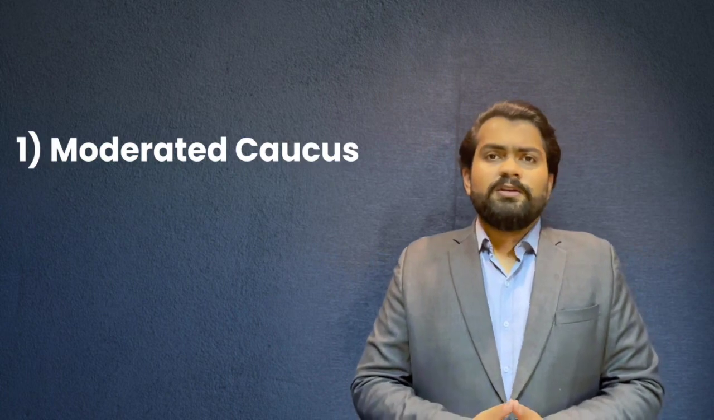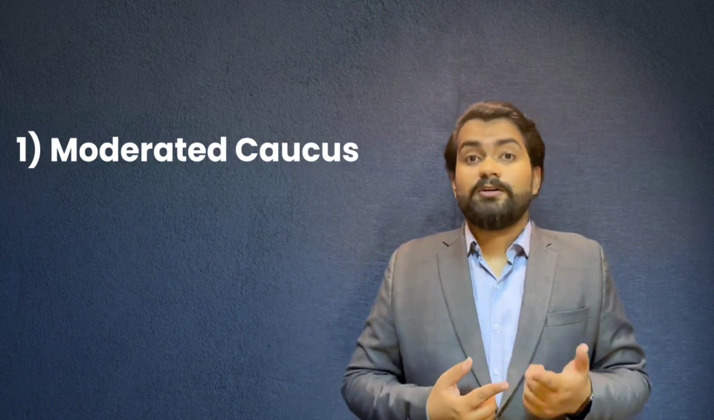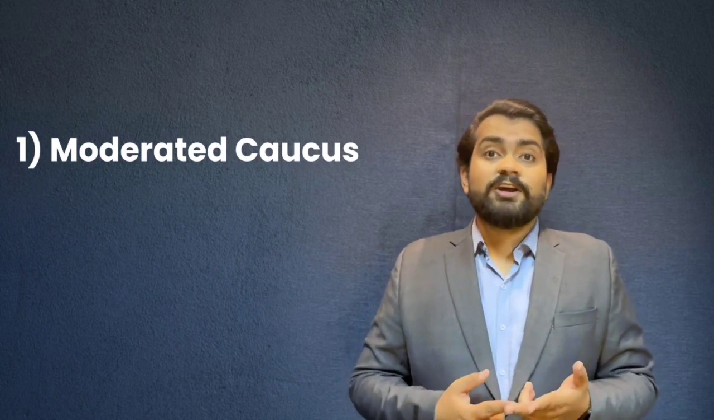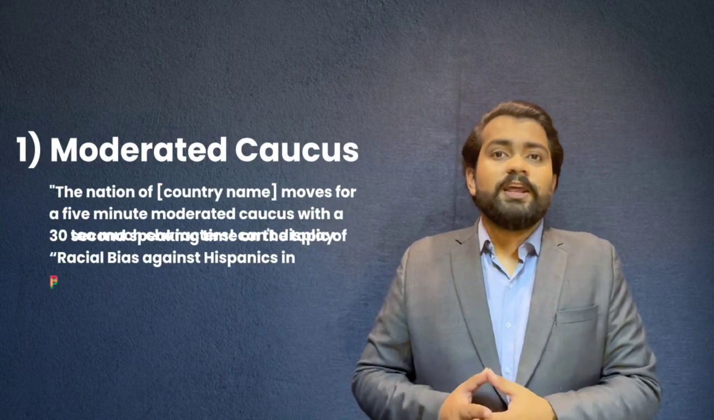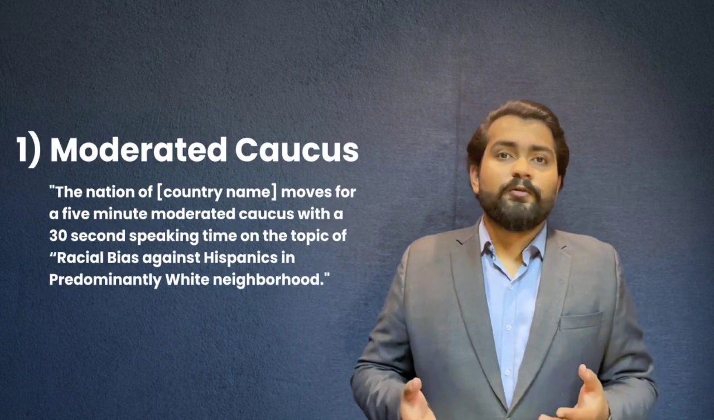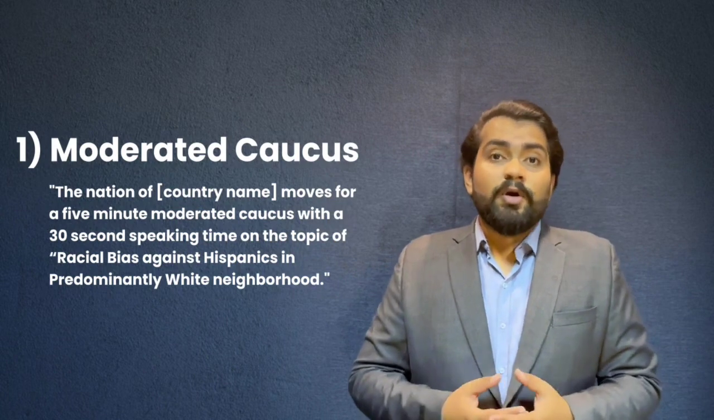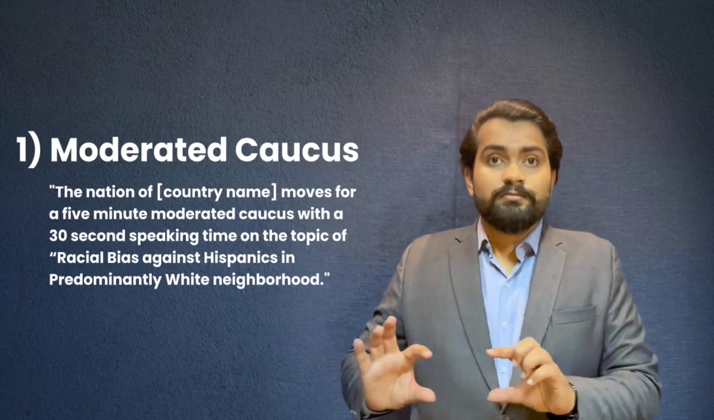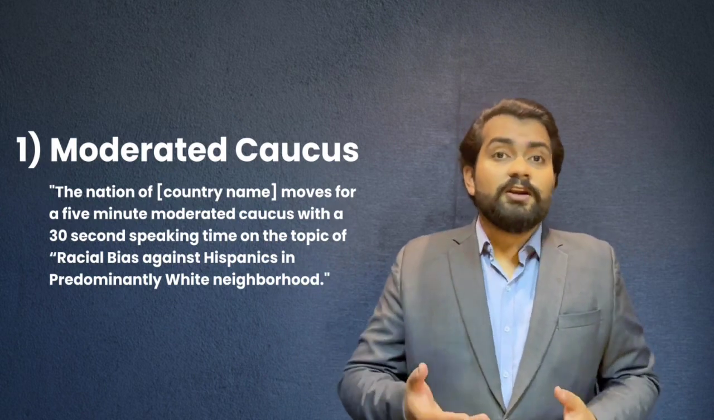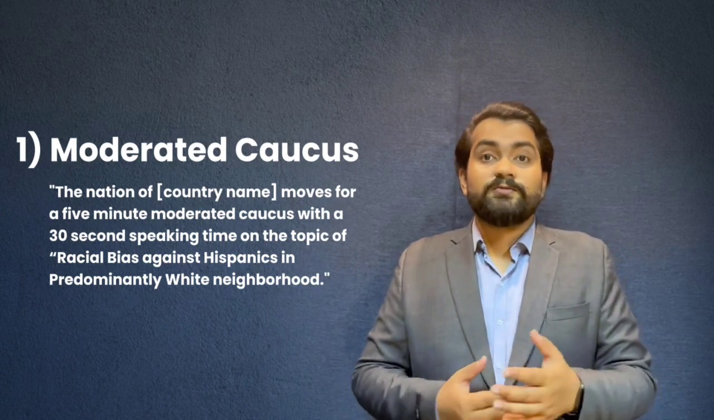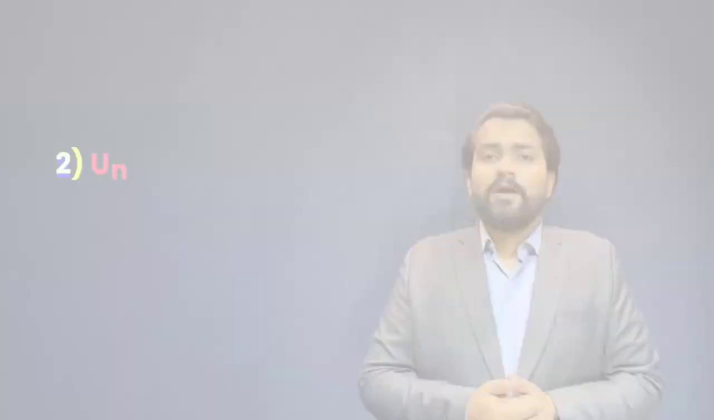Moderated caucus. The recommendation for a moderated caucus must include a time limit for delegate remarks and a time limit for the entire caucus. For example, the nation of Brazil moves a 5-minute moderated caucus with 30 seconds speaking time on the topic of something. During moderated caucuses, the chair shall recognize the delegate for remarks without the use of a speaker's list, and yields shall be out of order.